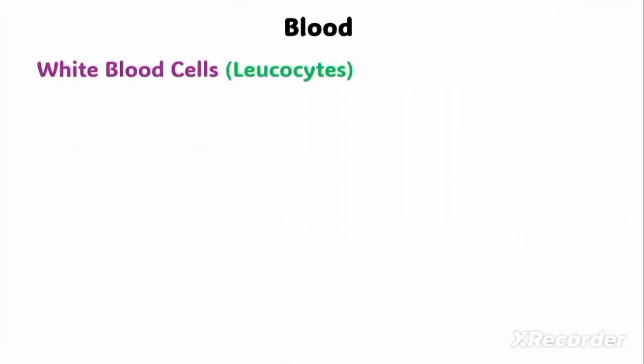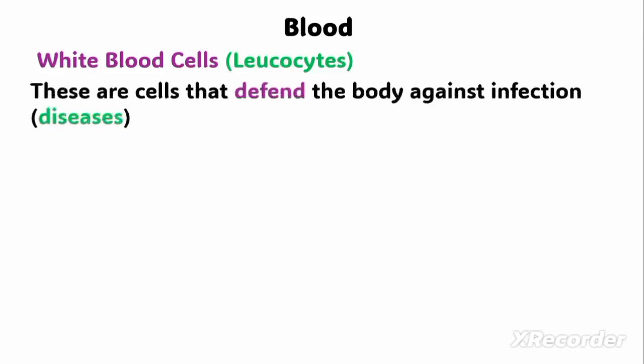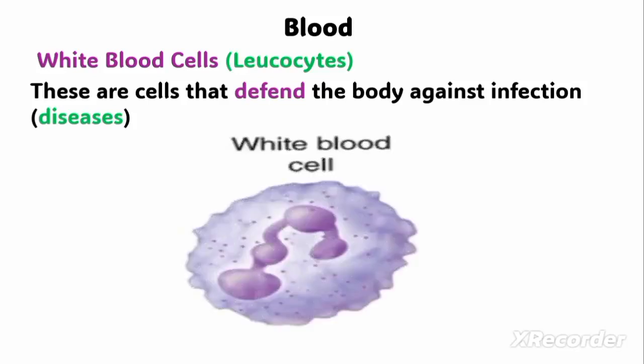Okay, we are also going to look at white blood cells. White blood cells are also called leukocytes. White blood cells are cells that defend the body against infection or diseases. White blood cells act as soldiers to fight against foreign materials.